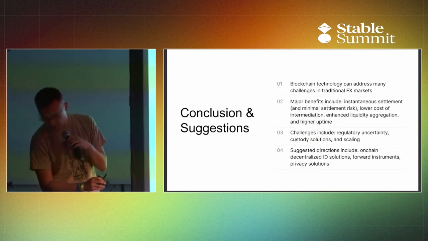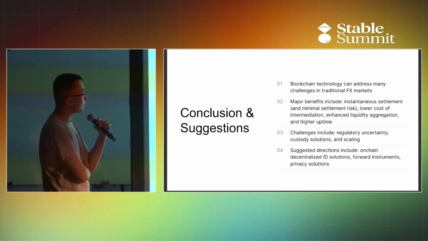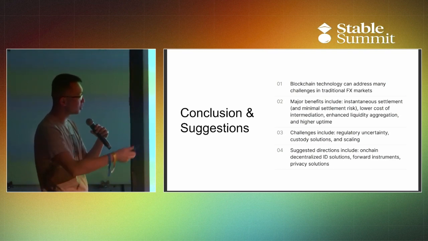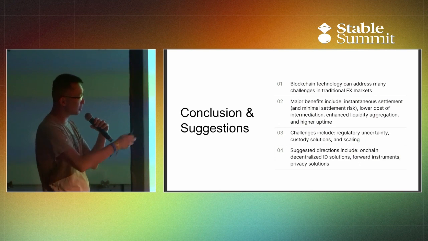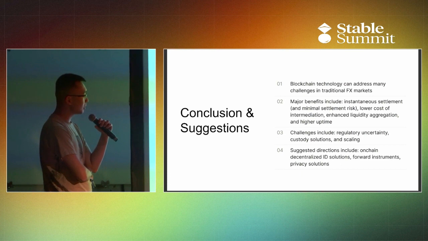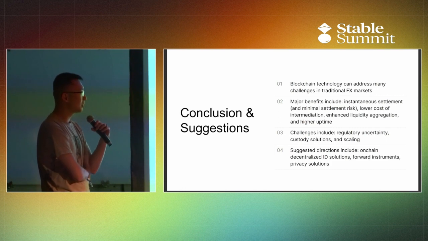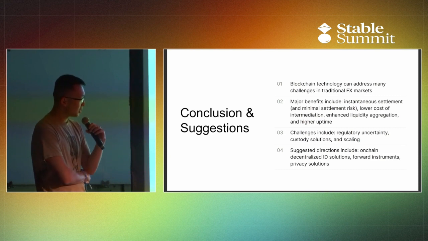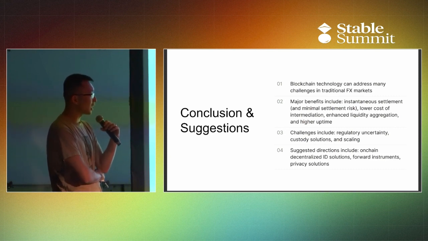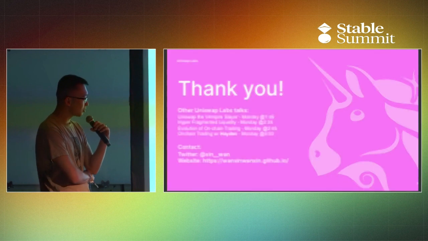Okay, so main takeaway is blockchain technology has the promise to address a lot of challenges, but there's still a long way to go. Major benefits include instantaneous settlement, minimal settlement risk, lower cost of intermediation, enhanced liquidity aggregation, and higher uptime. And there's challenges like regulatory clarity and so on. And finally, we suggest these directions: decentralized ID solutions, forward instruments, and privacy solutions.